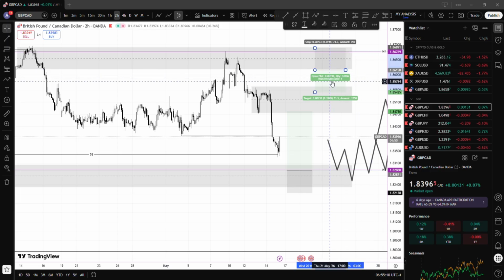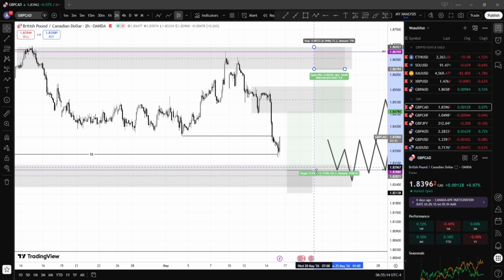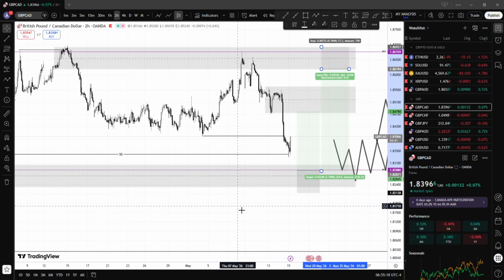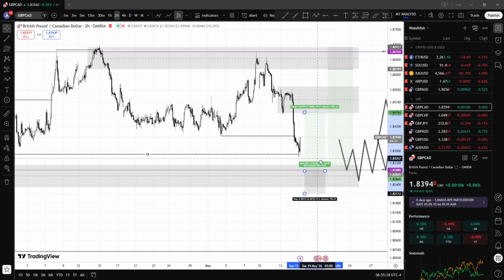We don't need to play any magic or any trick here. So we'll just wait for price to do its thing. I think this is all I have for this pair, GBPCAD. I will keep monitoring this pair, keep monitoring this setup till it's ripe enough for us to trade.